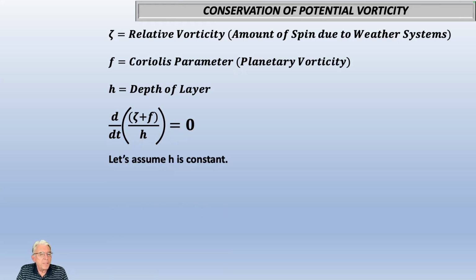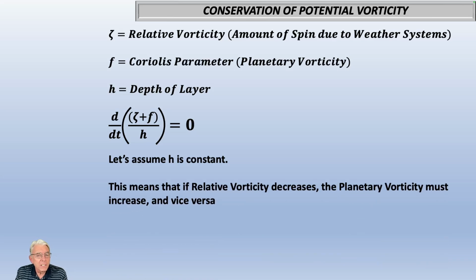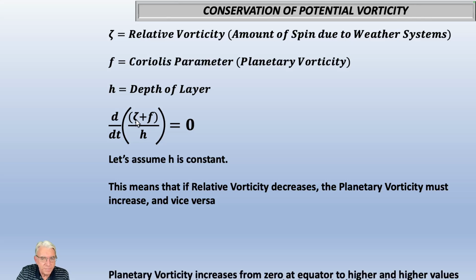Now, let's assume in this case that H is constant. If the air is moving over a mountain range, you can't do that. But let's say that we're out in the Great Plains, everything's flat, and so H isn't going to change. So if H doesn't change, that means that if the relative vorticity, which is this right here, decreases, then the planetary vorticity has to increase, and vice versa, okay? So these two are, I guess you could say, inversely proportional, okay? This goes up, this has to go down, and vice versa, okay?